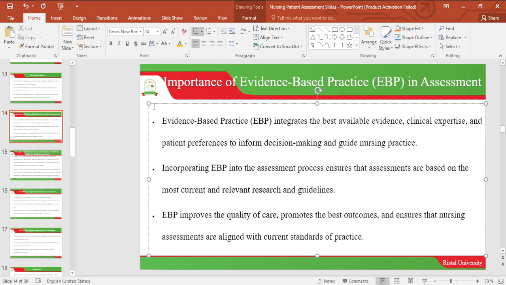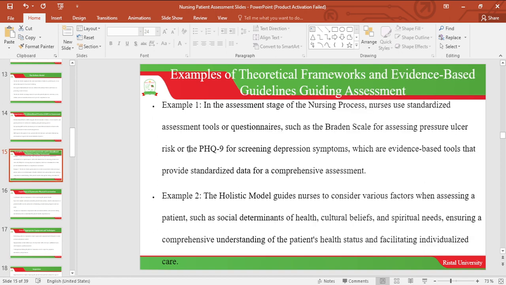That is where they will be able to get the evidence-based practice. So evidence-based practice improves the quality of care, it promotes the best outcomes, and ensures that nursing assessments are aligned with the current standards of practice. Let's look at examples of theoretical frameworks and evidence-based guidelines guiding assessment.